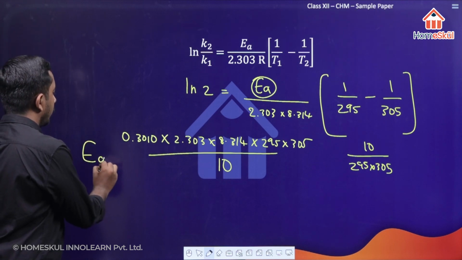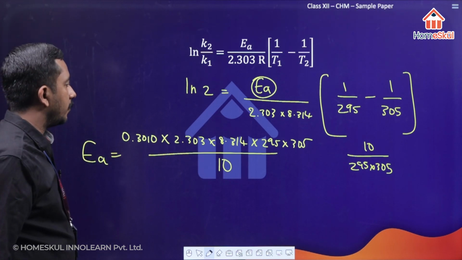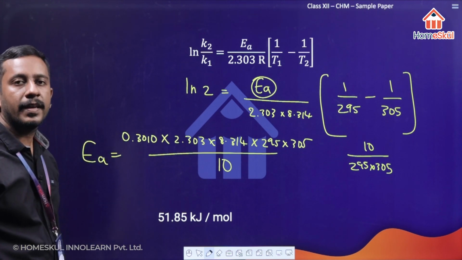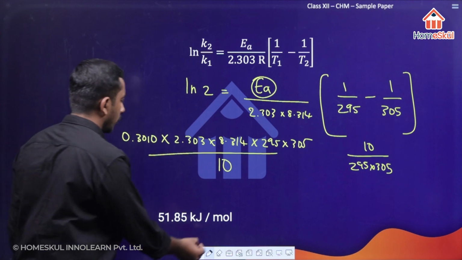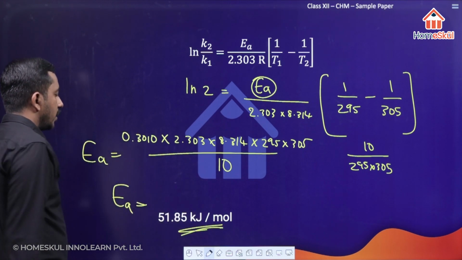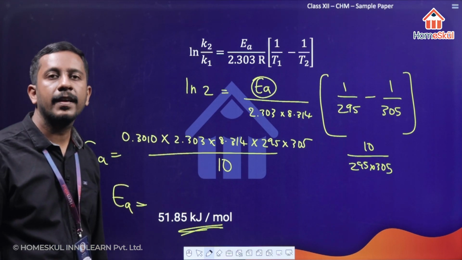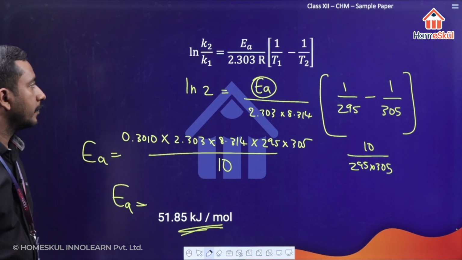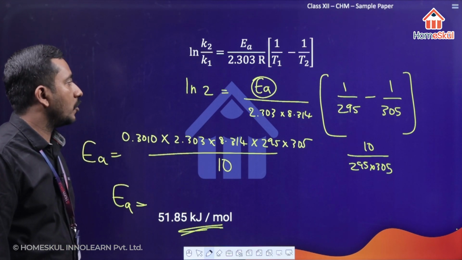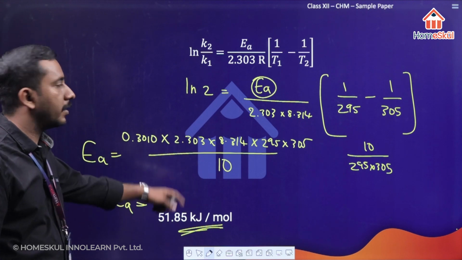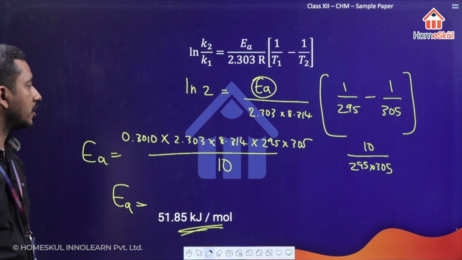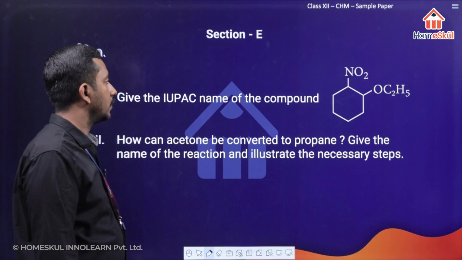So this is the value of activation energy. And on simplification, we will be getting the answer as 51.85 kilojoule per mole. So that will be our final answer. The activation energy of the reaction is 51.85 kilojoule per mole. It's a very basic equation, and the substitutions are also easy. So do the simplifications correctly and you will be getting the correct answer for activation energy.